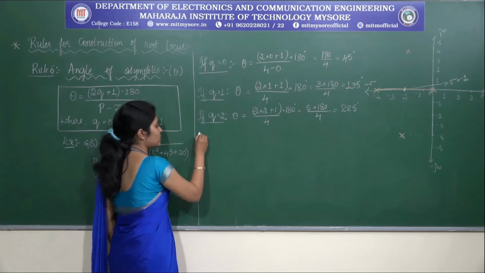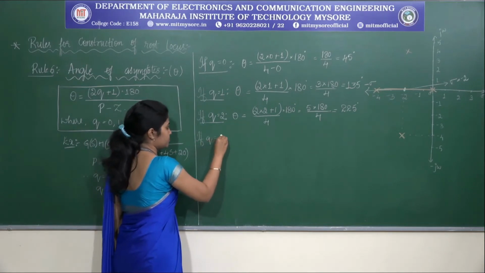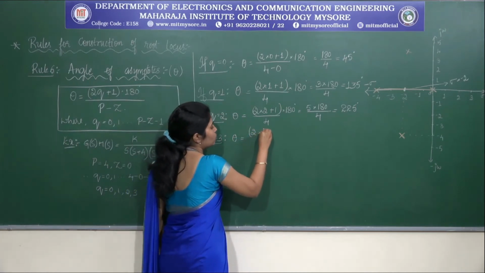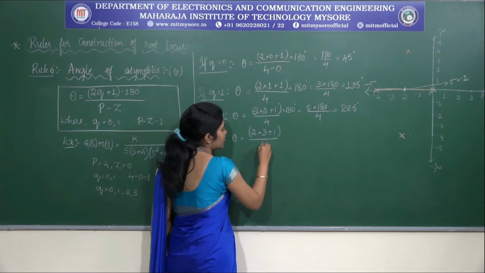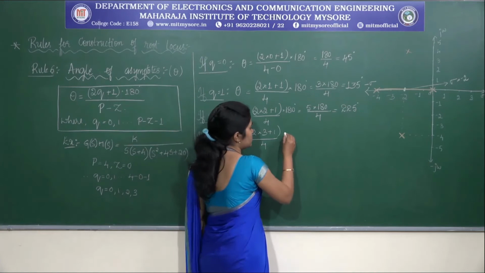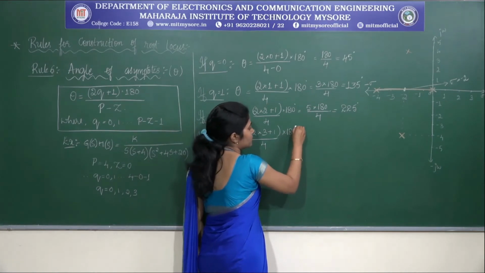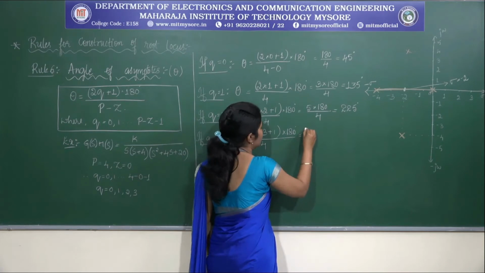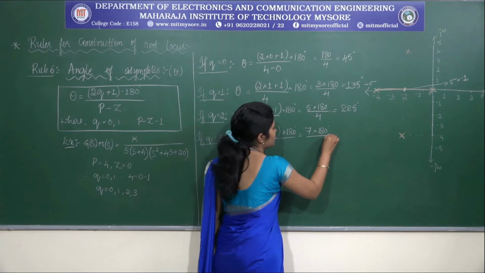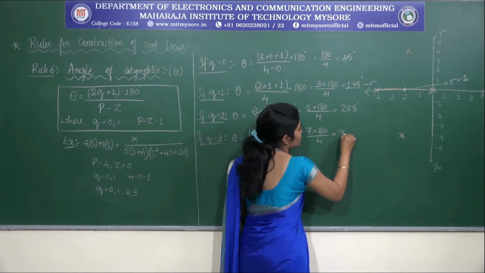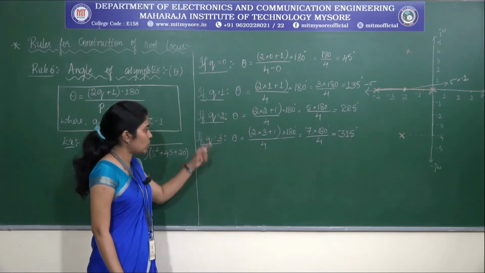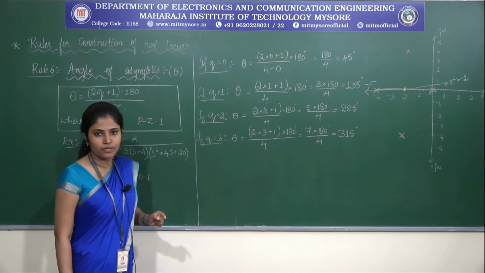Okay. The last value, q is equal to 3, theta is equal to (2 into 3 plus 1) divided by 4. 2 threes are 6, 6 plus 1 is 7, into 180. So this will be equal to 7 into 180 divided by 4, which is equal to 315 degrees. Now we got all the angles for all the 4 different asymptotes.